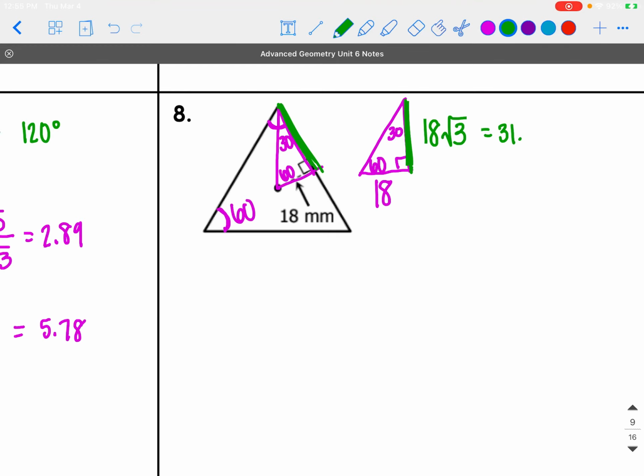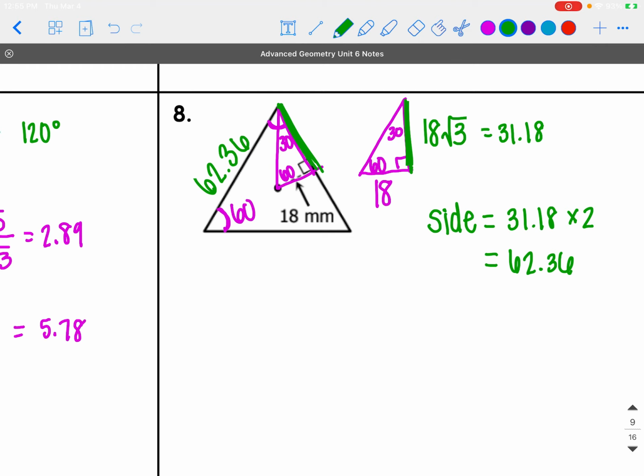which is 31.18. Now that tells me that the whole side length, I have to take 31.18 times 2, 62.36. So my perimeter, 3 sides, each one is 62.36. 187.08.